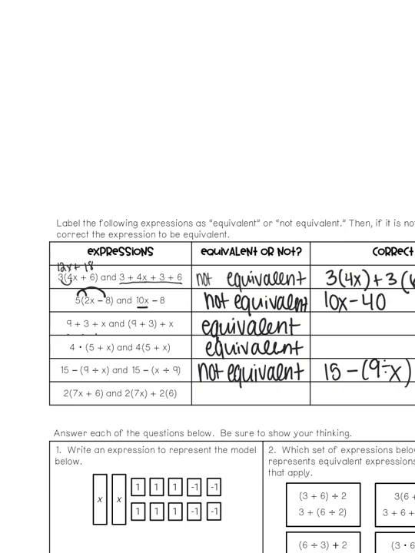Okay, with 2 times (7x plus 6) and 2 times 7x plus 2 times 6, that is equivalent because that just shows it with the distributive property before it's actually multiplied. So like with the first one up here, it shows that 2 times 7x and 2 times 6, which is what happens when you distribute the 2 on the outside.